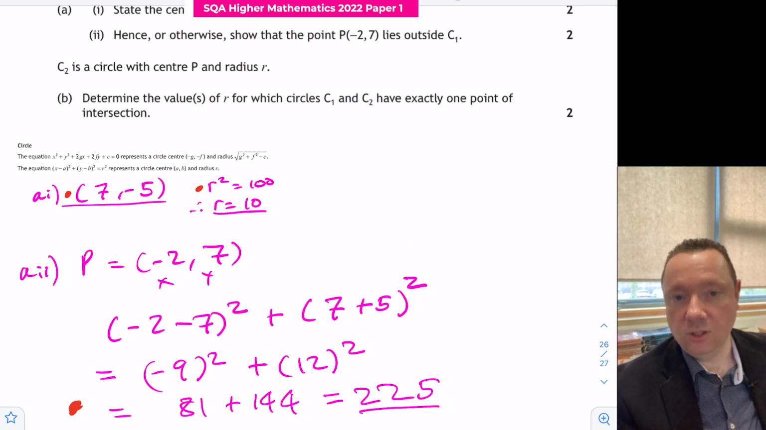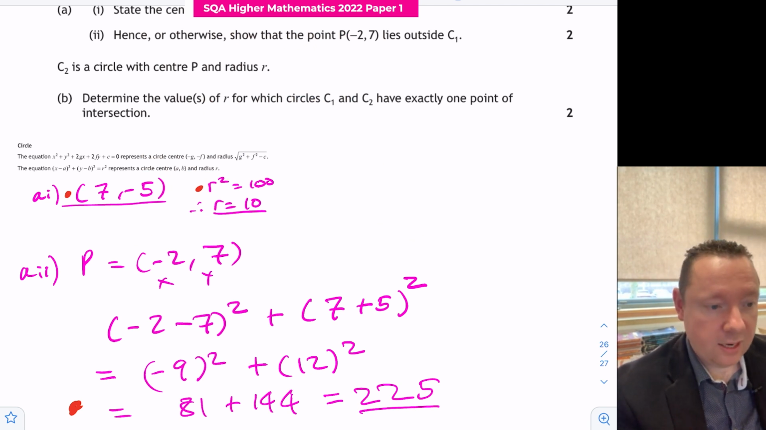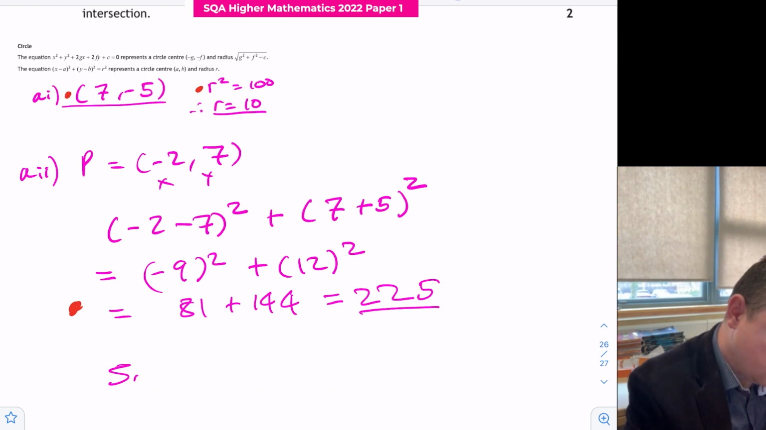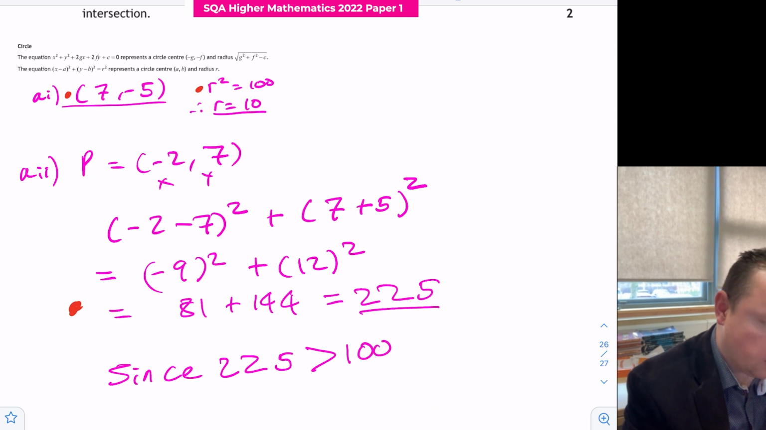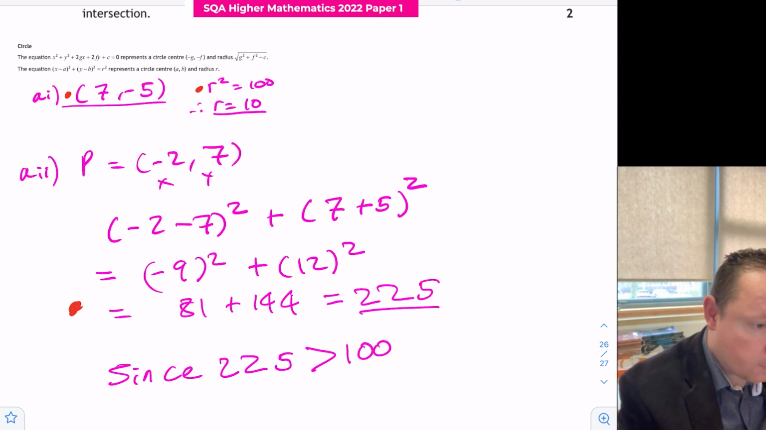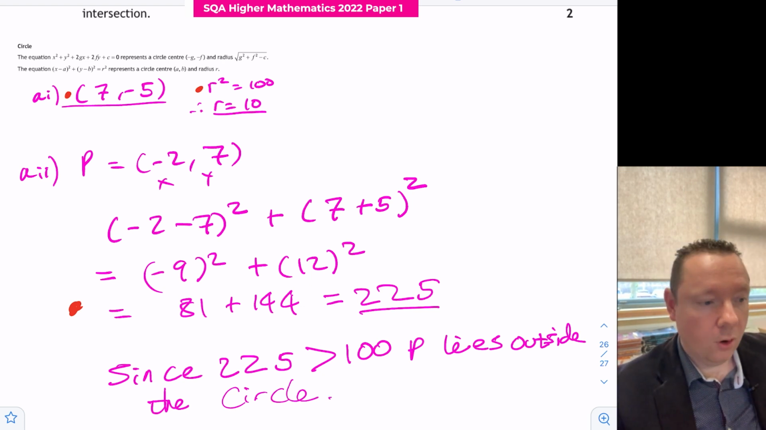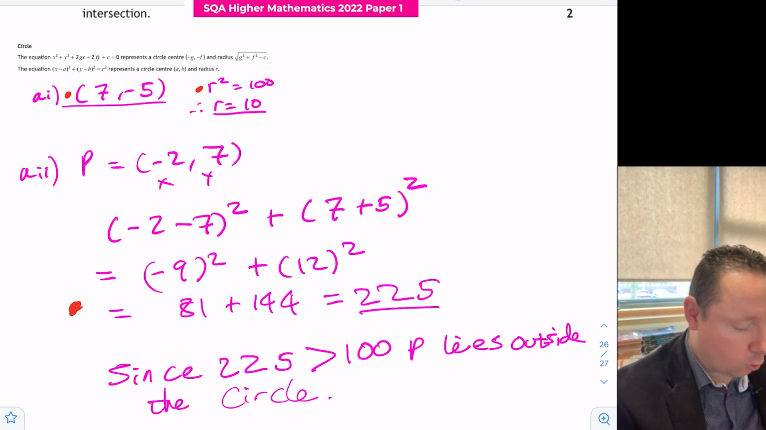Then we need to actually say what that means. So we can say that since 225 is bigger than 100, P lies outside the circle. And there we are for the next mark. So we've got 4 marks already.